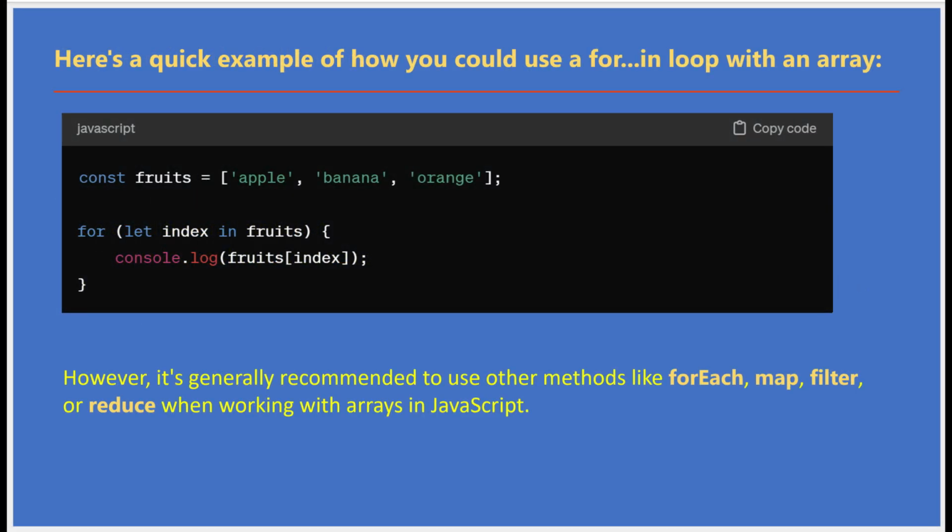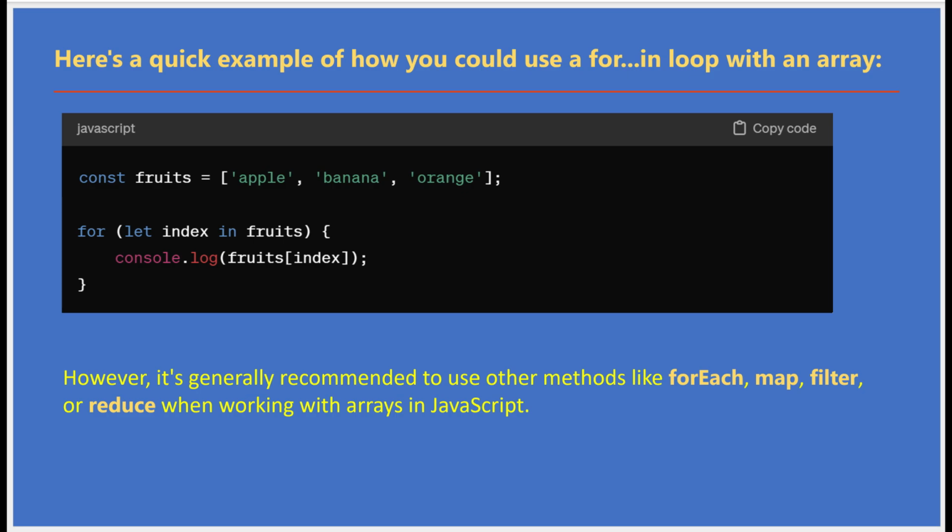Here's a quick example of how a for-in loop would work with an array. Const fruits equals sign, for, let index in fruits. But remember, when working with arrays in JavaScript, it's generally best practice to use methods like forEach, map, filter, or reduce.